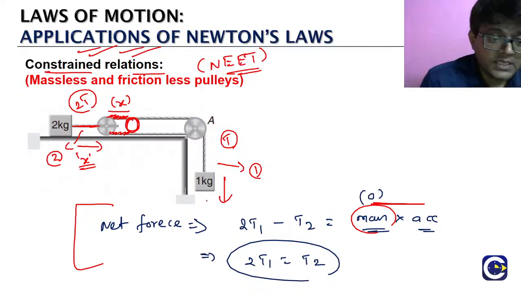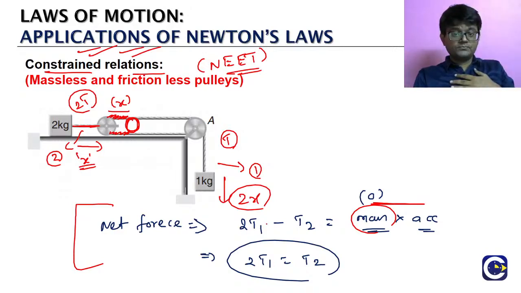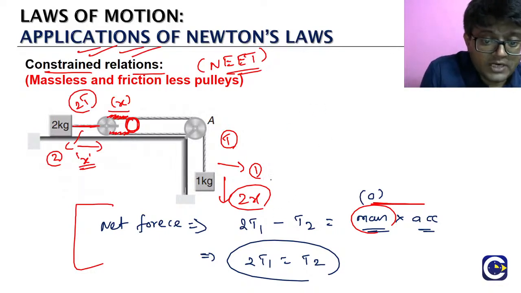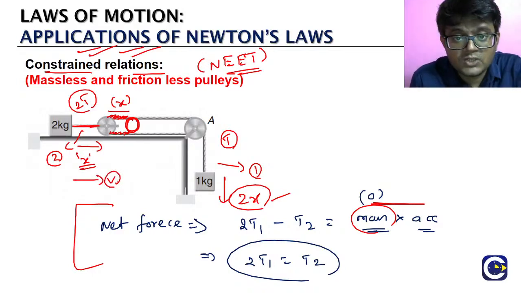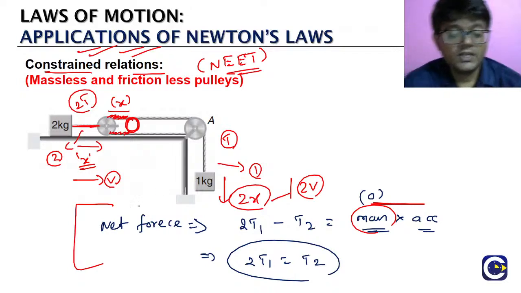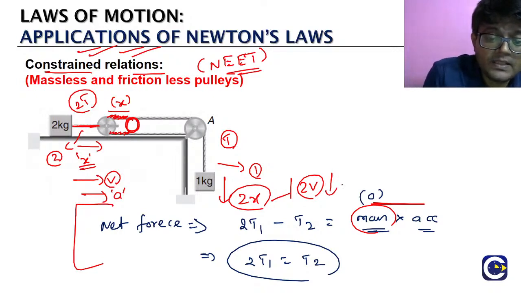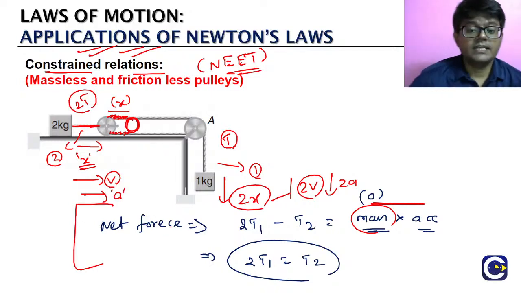Which means what? If that pulley and 2 kg are moving towards the right side by a distance x, the same time ல 1 kg should go down by how much distance? 2x. Okay வா? அப்படியே நீங்க differentiate பண்ணி பார்த்தா like what? If the 2 kg is having a velocity v to the right side, 1 kg should have how much velocity? 2 times. இங்கேயும் differentiate பண்ணி பாருங்க, if the 2 kg is having an acceleration a towards the right side, that 1 kg should have an acceleration of 2a downwards. Okay வா?